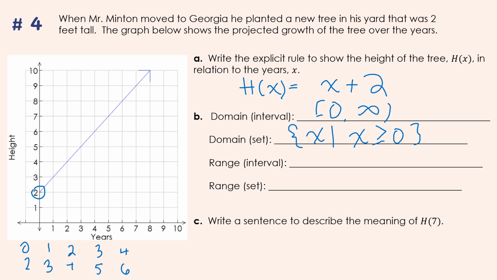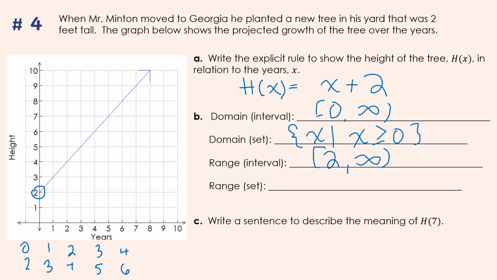For our range, we're looking at our y, or our height. Does it go down forever? No. The tree started at 2 feet tall, so we're going to start at 2. Does it go up forever? Yes. Our tree is going to continue to grow, so we're just going to put infinity. Now we could argue, well, what if somebody cuts it down? There are a lot of valid points, but we don't know when that's going to be, so we're just going to assume it continues.